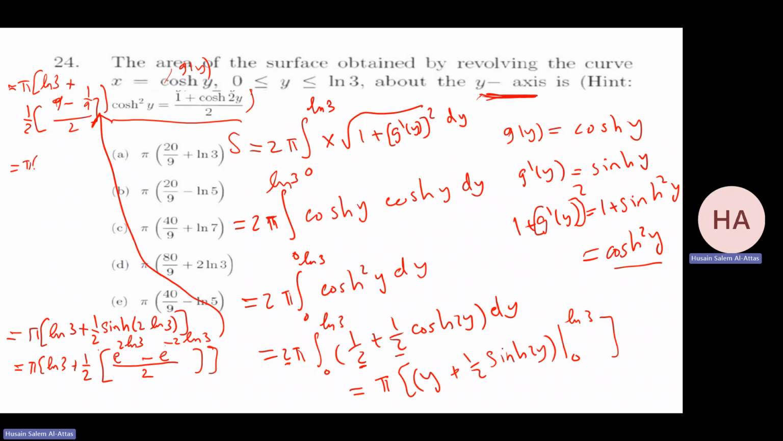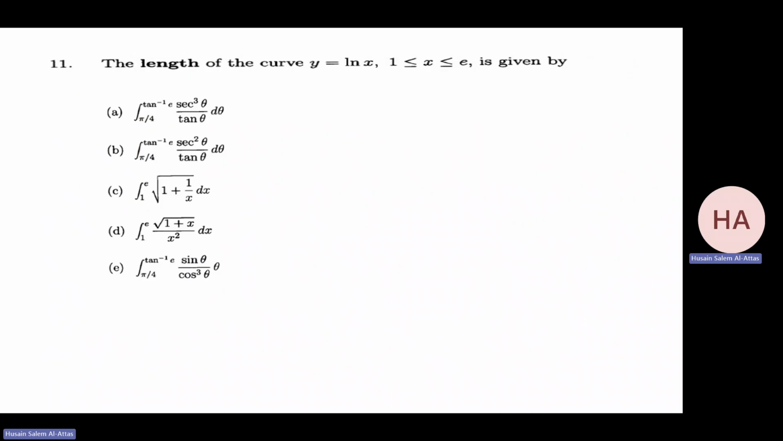That will be pi ln 3 plus, this is what? 81 minus 1, that will be 80, over 2 times 2 times 9. Okay, so I have 20 over 9. Yeah, that's it. So it will be pi ln 3 plus 20 over 9. Just a calculation.